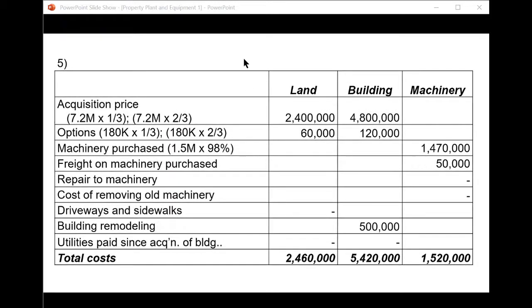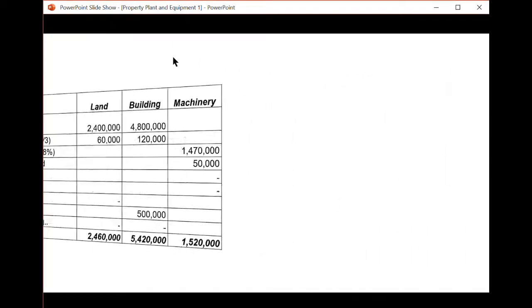So, Lana, who has an answer? Ray. Before we proceed, Ray answered land with a question mark: 2,460,000. Janine answered 2,640. And Juliana answered 3,890,000. Okay, so let's see. Okay, Ray is correct for the land.